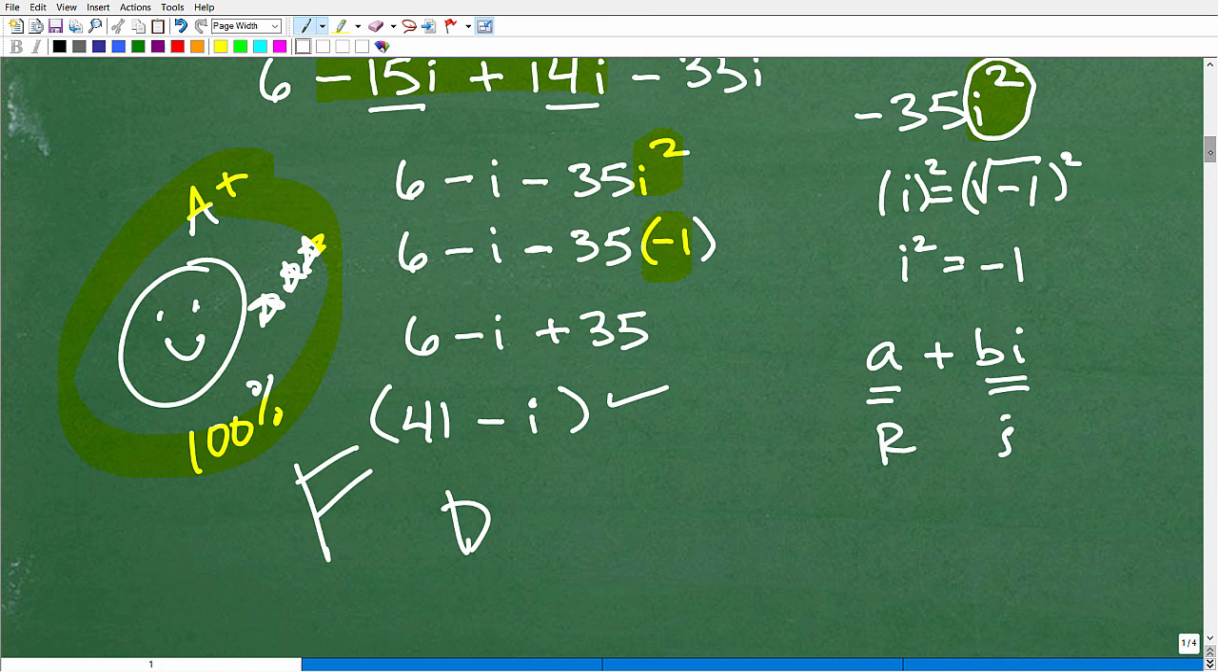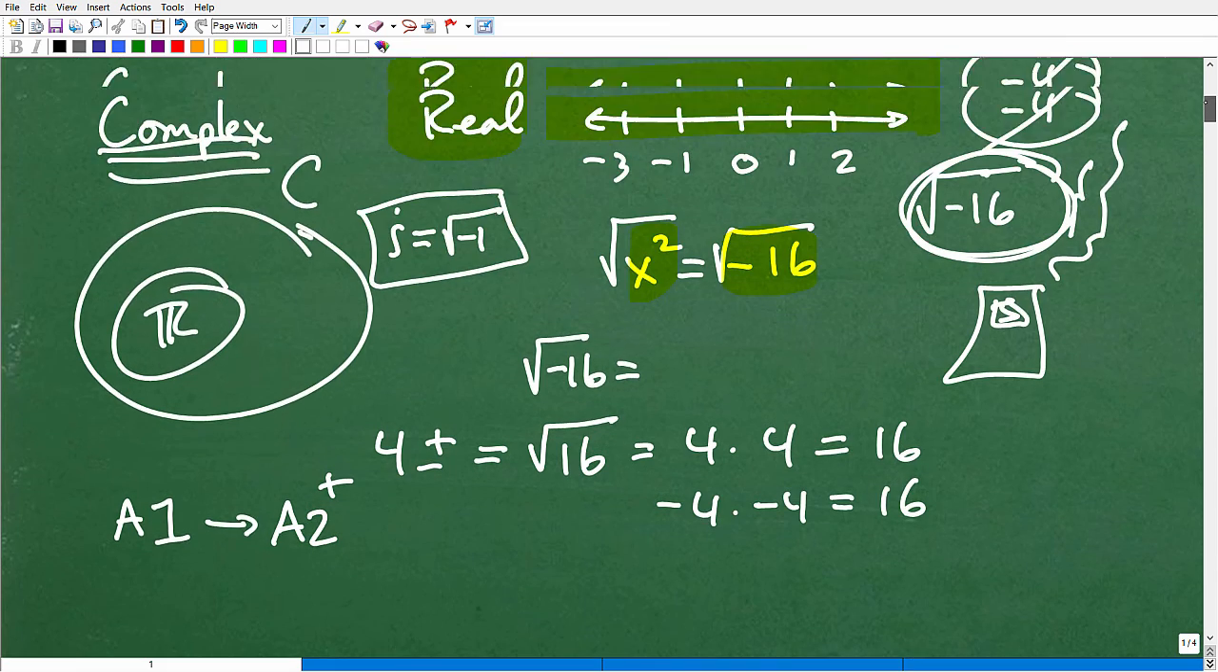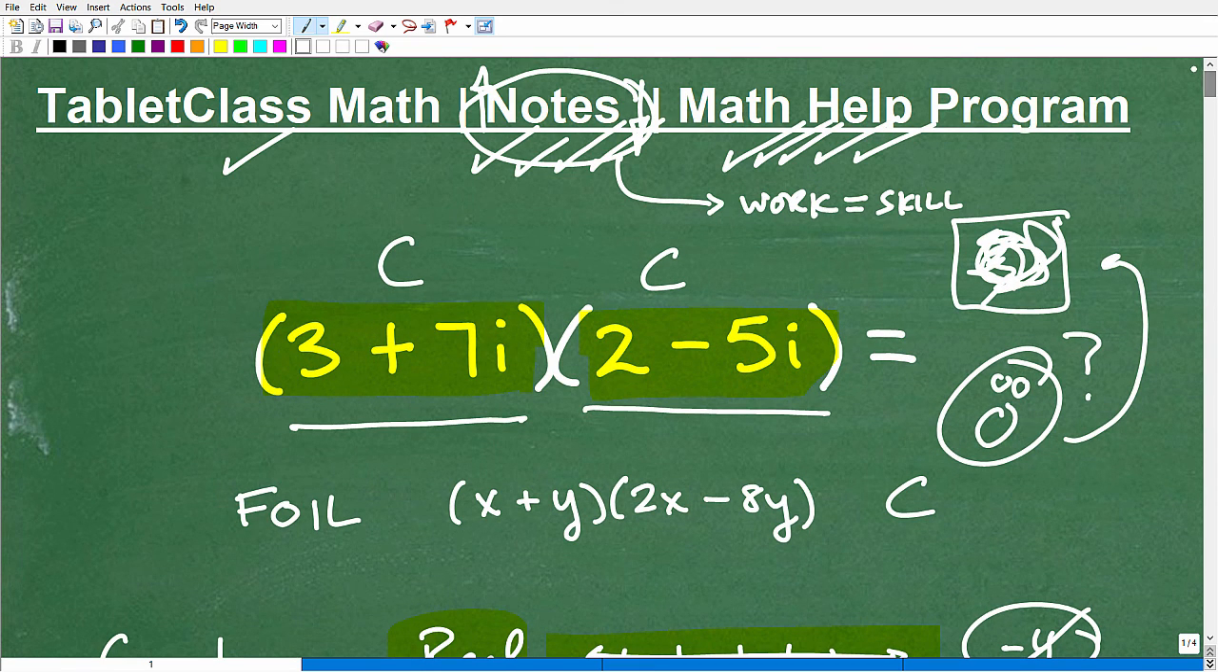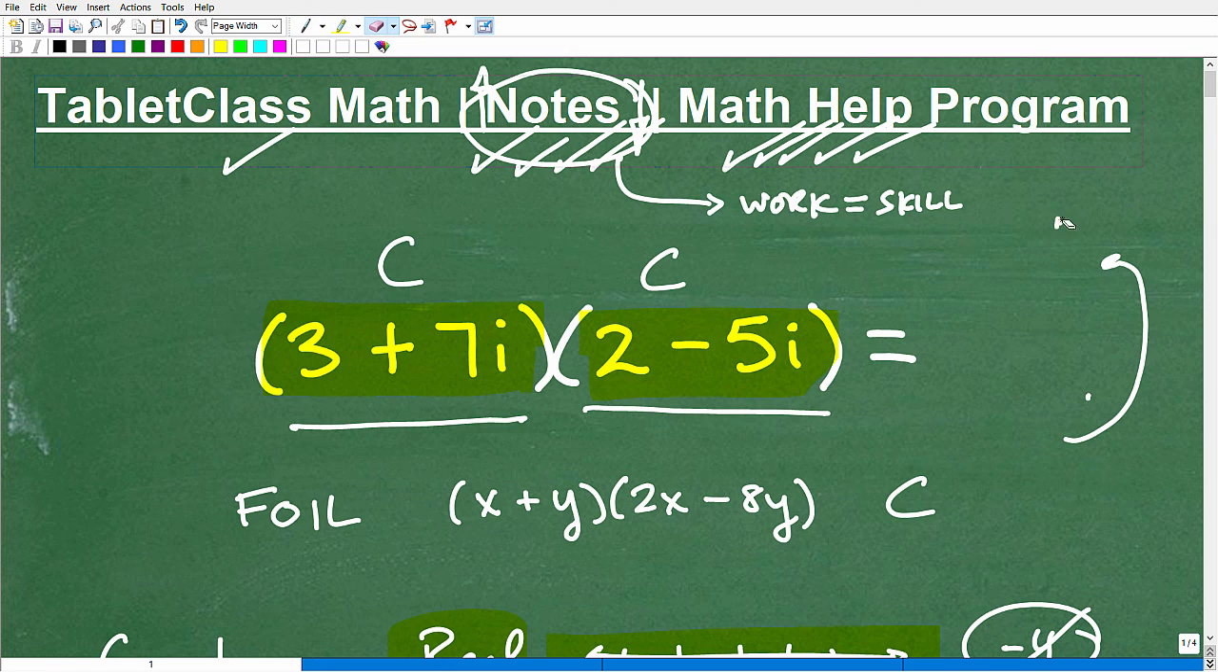So, anyways, just a quick review on how to multiply two complex numbers. Again, this is just one of the topics on complex numbers. There are other things you need to be studying and understanding. But, again, we're going to take it one skill set at a time.